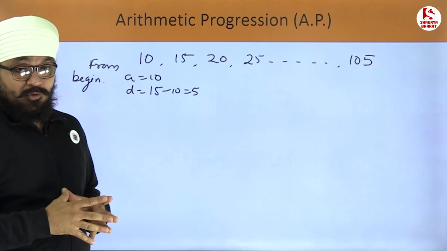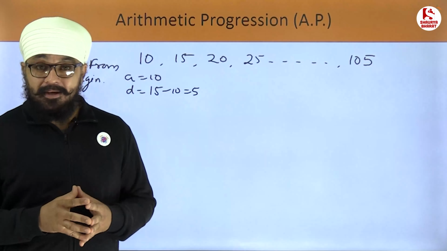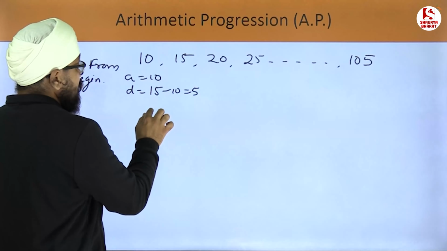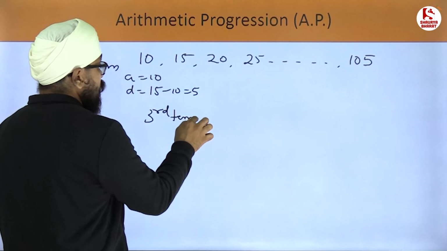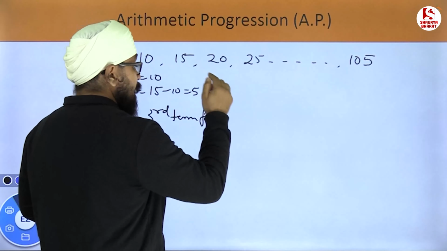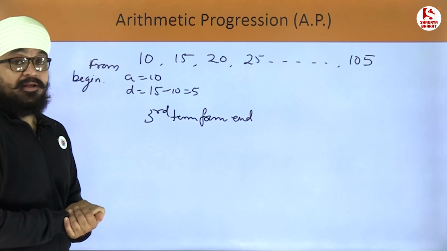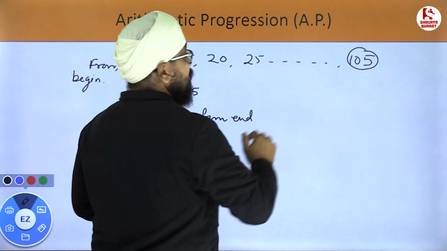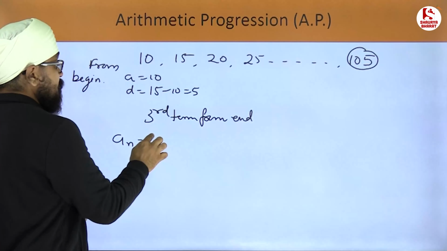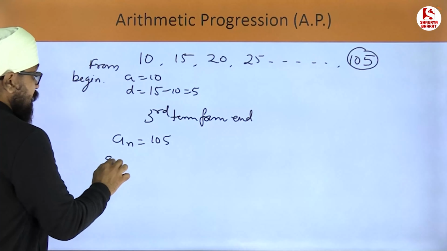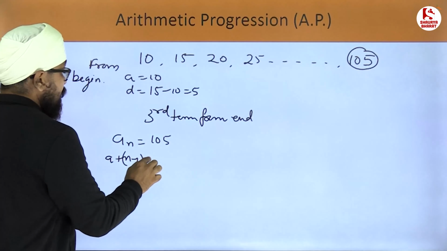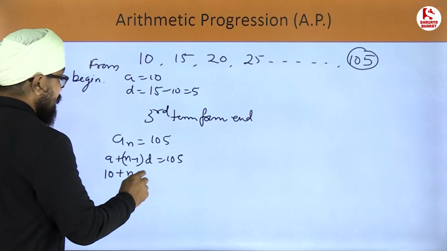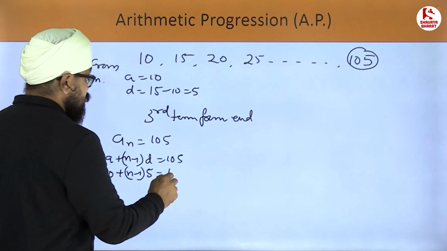Now, I am asking you a question: what is the third term from the end? If I first use the basic concept that we have studied, to find the third term from the end, we should first know how many terms there are. So, to find how many terms there are, let me take this as the nth term. Let this nth term be 105, which has the formula a plus n minus 1 d is equal to 105. This is already given to you: a is 10, n minus 1, common difference is 5, and this is 105.